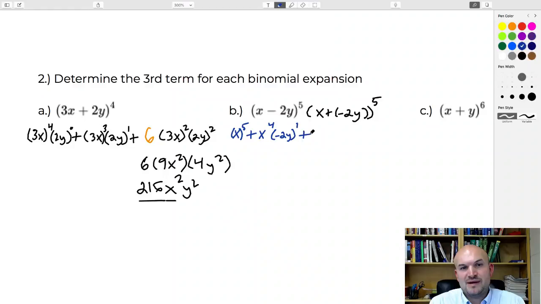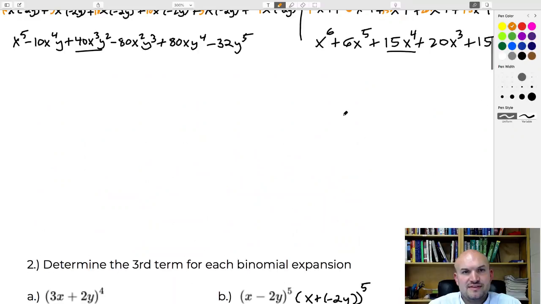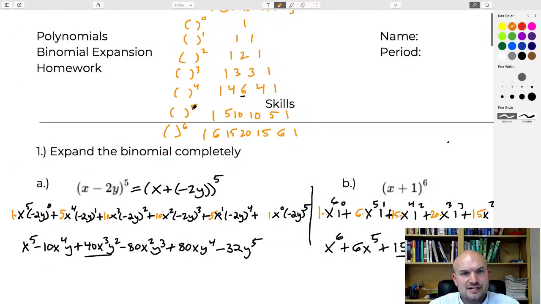And then my third term is going to be x cubed and then times negative 2y to the second power. All right, you can see that's always going to be to the second power for that. So now let's go ahead and figure out the expansion here for Pascal's triangle to the fifth power. And you can see here the third term here is going to be 10.